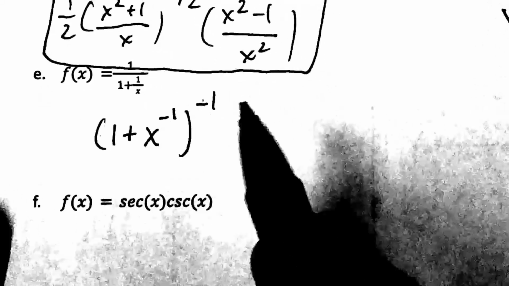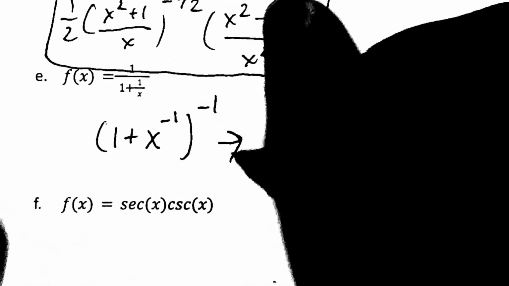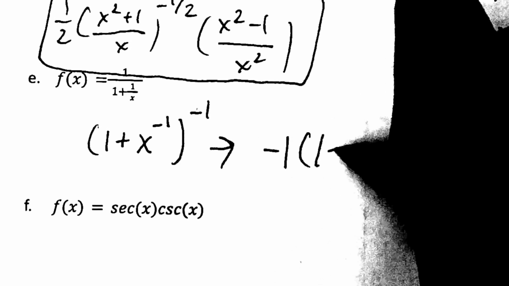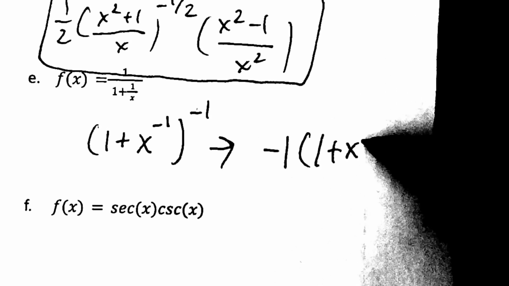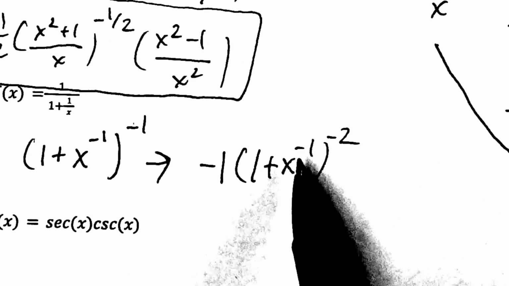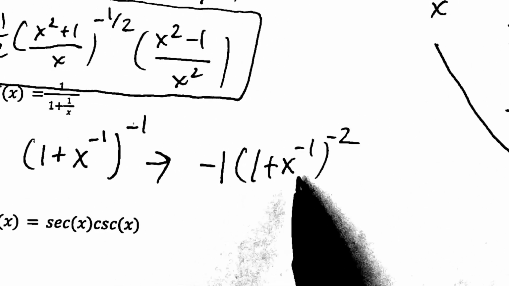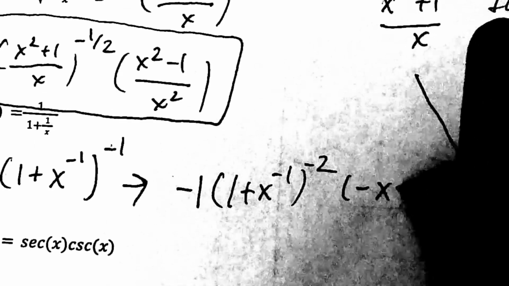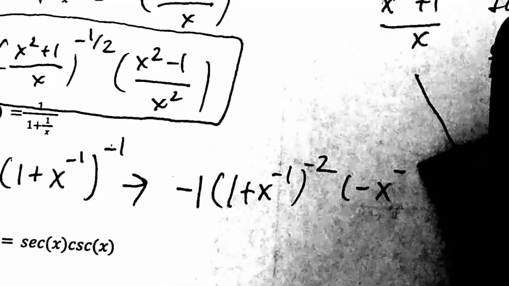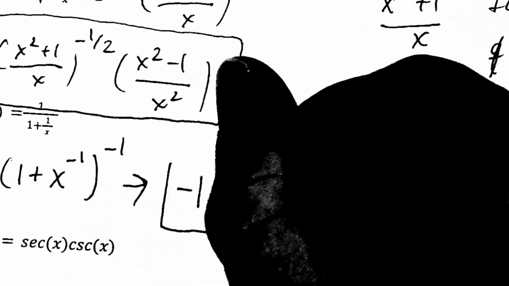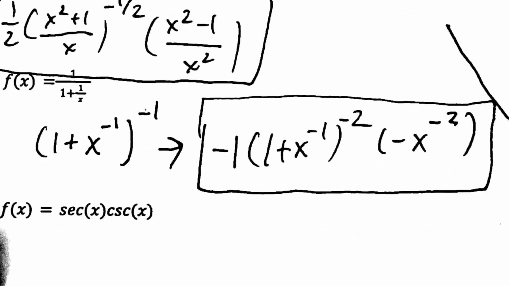So the derivative of the outside is going to be negative 1 plus x to the negative 1 all to the negative 2, times the derivative of the inside. Well, that's 0, and that's going to be negative x to the power of negative 2. And that's the final answer there. Okay.